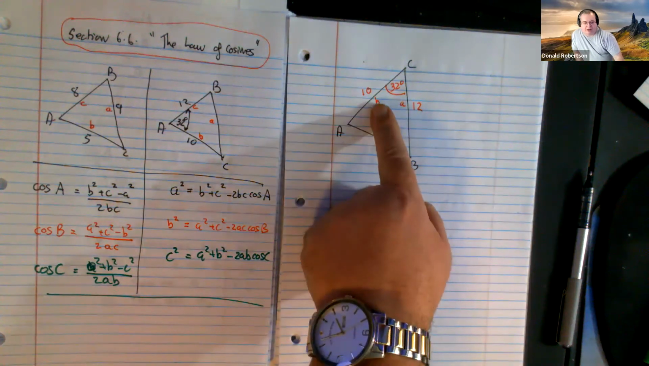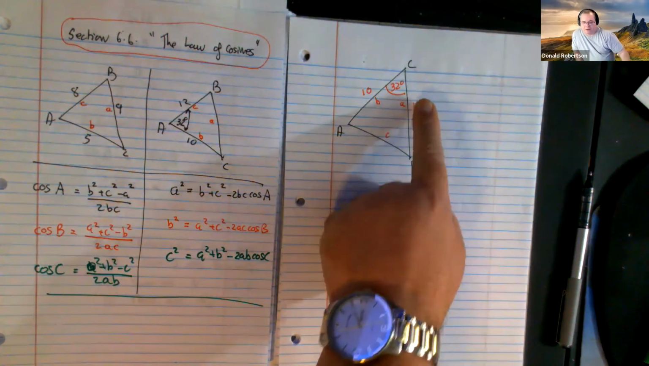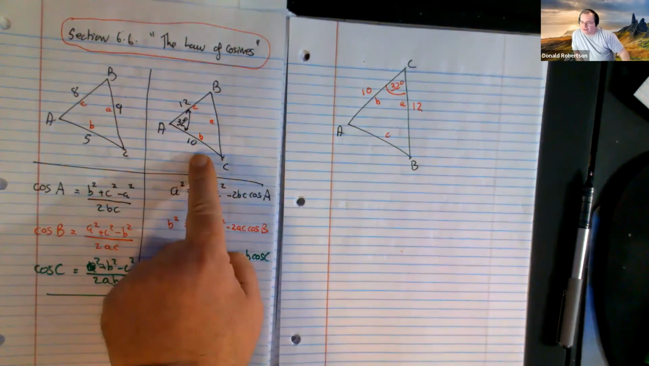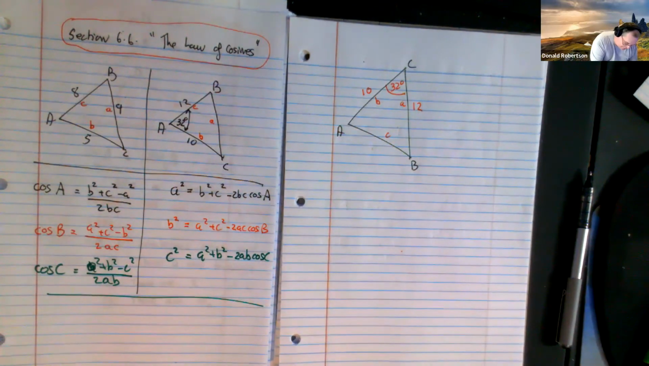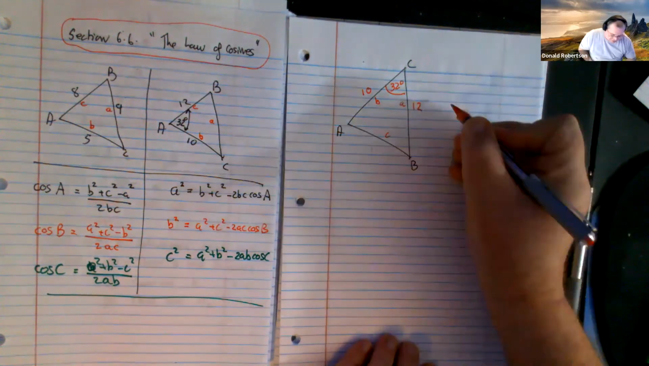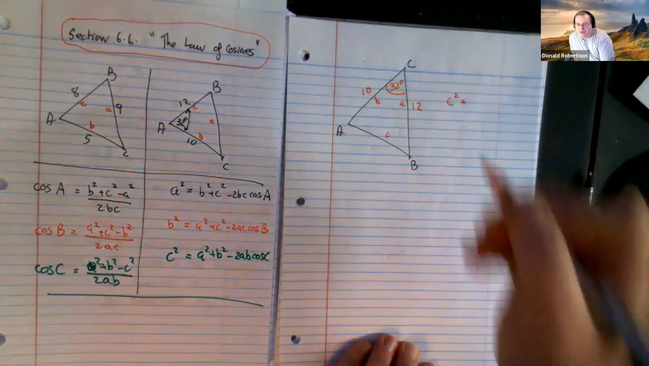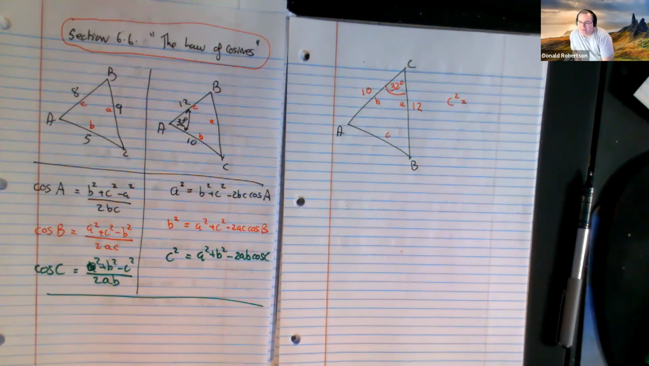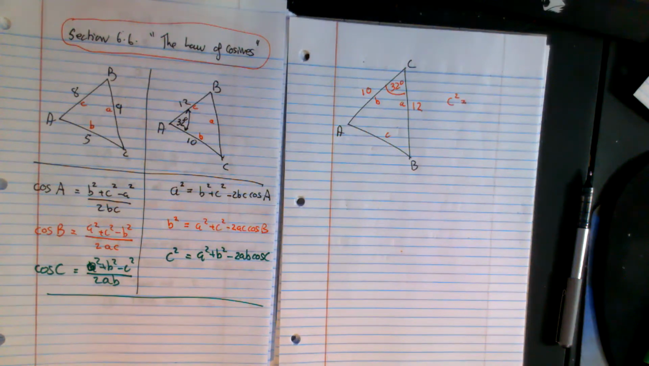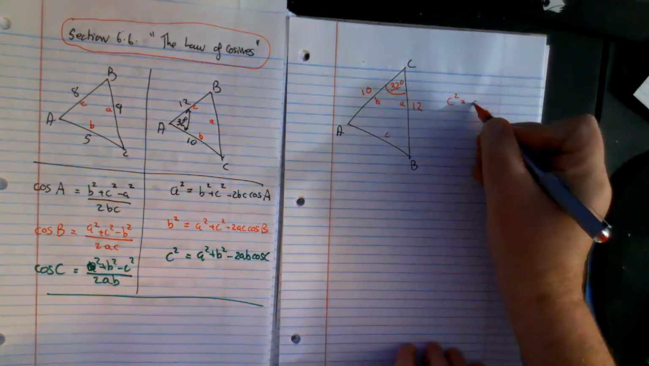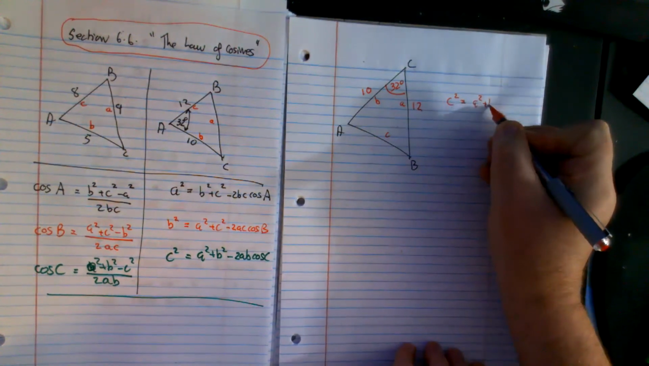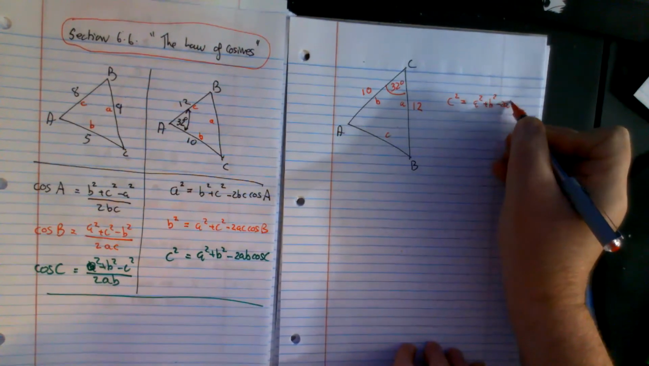Two sides and the angle in between gets you sides. Now, since it's little c, I'll start it for you. What formula would we use? A squared plus B squared minus 2AB cosine C. Correct.